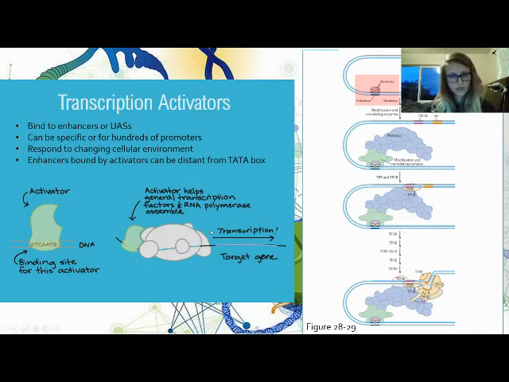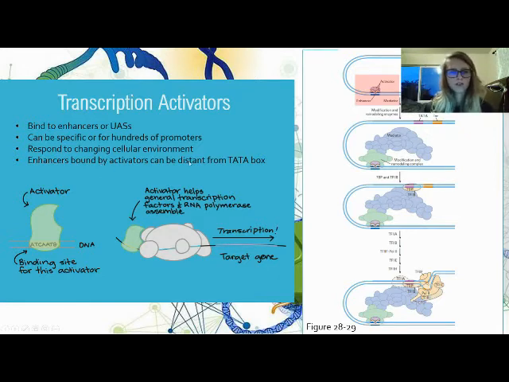Transcription activators bind to enhancers or the upstream activator sequences to aid transcription. Requirements for activators vary greatly from one promoter to another. Some are known to facilitate transcription of hundreds of promoters, or only a few. Many are sensitive to binding molecules, providing the capacity to activate or deactivate transcription in response to their cellular environment. So the cell is not synthesizing any proteins that aren't necessary at that time, to keep everything efficient.